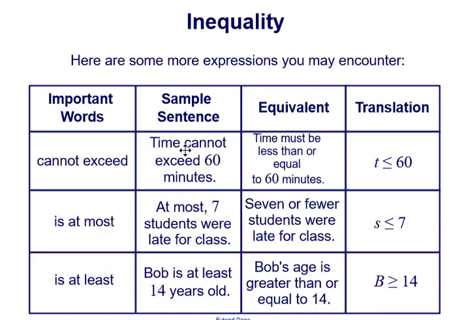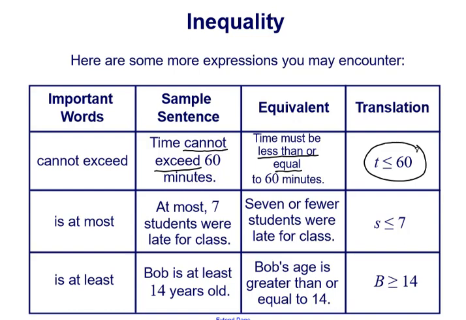Our example is time cannot exceed 60 minutes. So you can have 59 minutes, 50 minutes, 45 minutes, 1 minute. Could it be 60 minutes? Think about that. Yeah, 60 minutes would fit the qualification of not exceeding 60. It's just equal to 60. But you have to have numbers that are then less than or equal to the 60 minutes. So if we use a lowercase t for time, you would have t is less than or equal to 60 as the inequality.